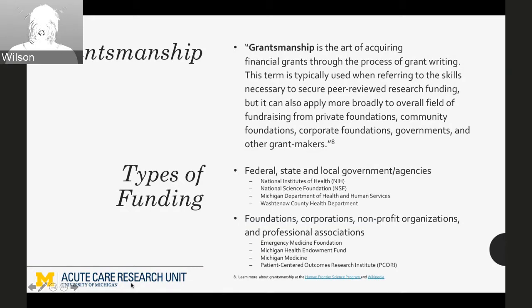Let's discuss a little bit about the different types of funding opportunities. First, there are federal, state, and local government agencies. Funding might come from the National Institutes of Health, or NIH, the National Science Foundation, or NSF, as well as at the state and local government levels. This might include the Michigan Department of Health and Human Services or the Washtenaw County Health Department.